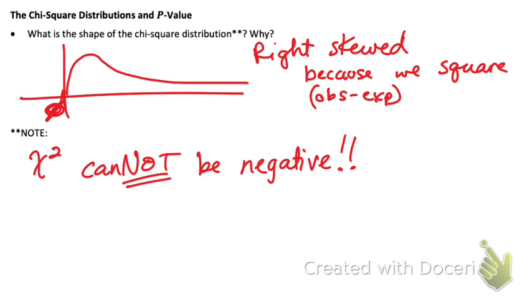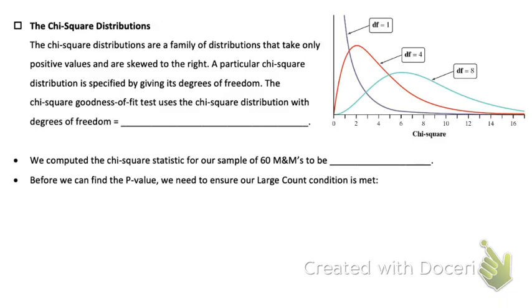Chi-square test statistics are going to be determined by their degrees of freedom. Easy. Categories minus 1. Very similar to a T test statistic. We do N minus 1. This is categories minus 1. For our particular problem, how many degrees of freedom do we have?